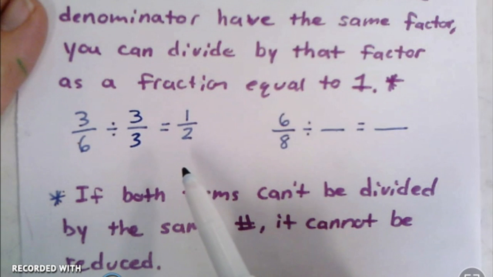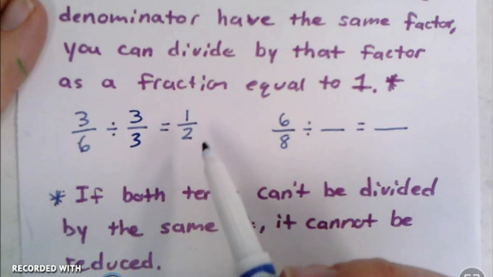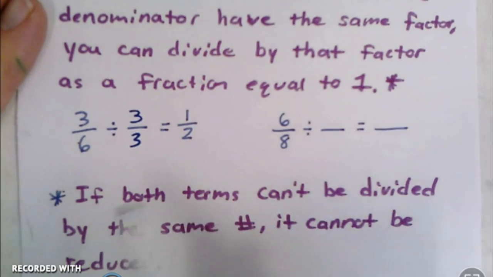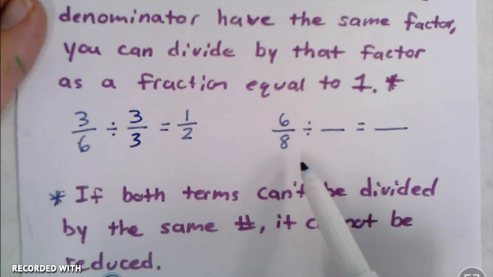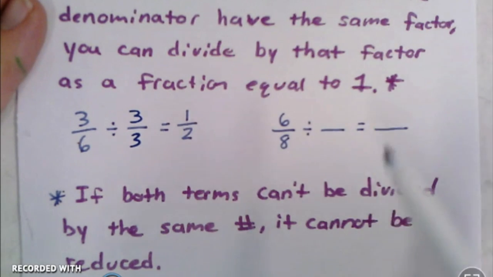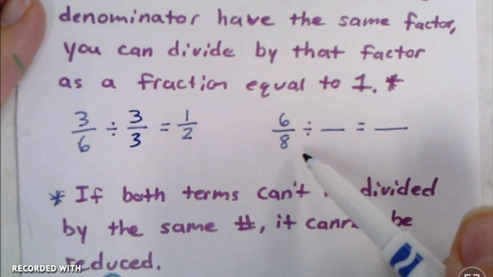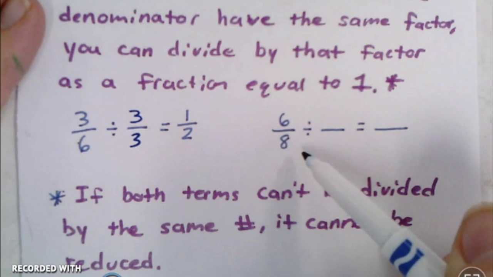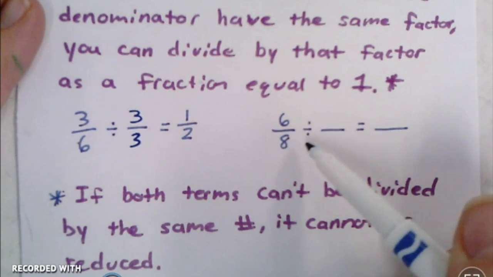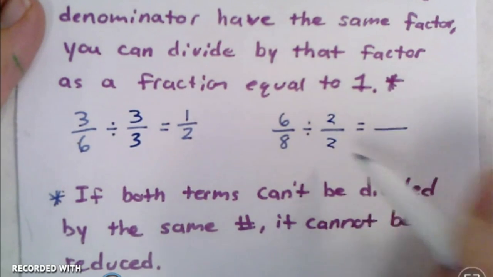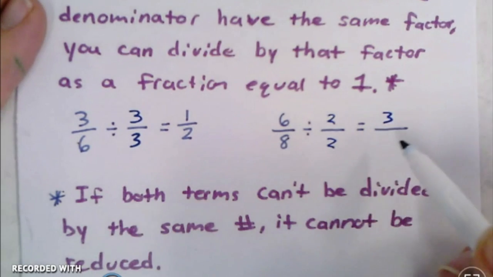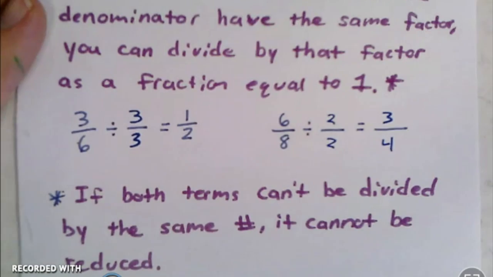And this is very, very useful because we always want our answers in a simplified form. And this is how you do it. This is how you reduce fractions. All right, let's look at this example. So we have 6/8 and I want to simplify it. First thing I need to do is look for a factor that I can divide both 6 and 8 by. What'd you come up with? How about 2? It's even, right? So I'm going to divide it by 2 over 2. 6 divided by 2 is 3. 8 divided by 2 is 4. So my final answer is 3/4.